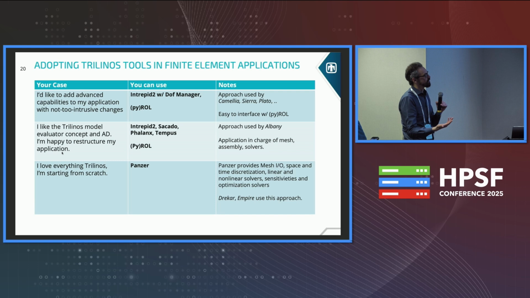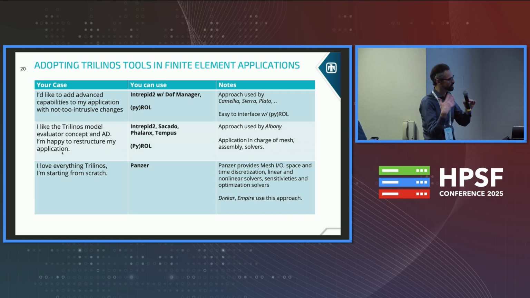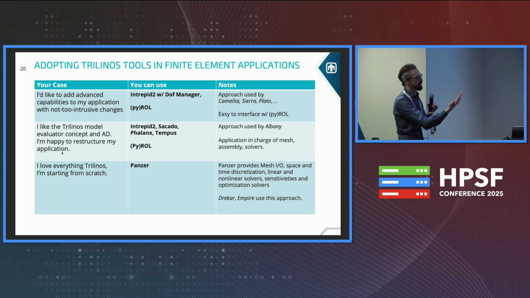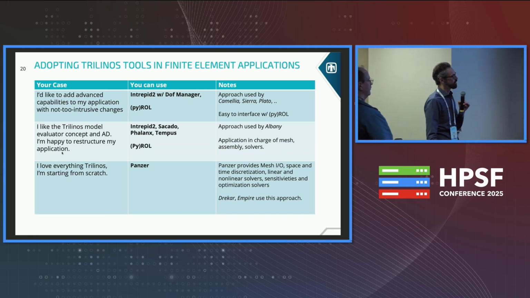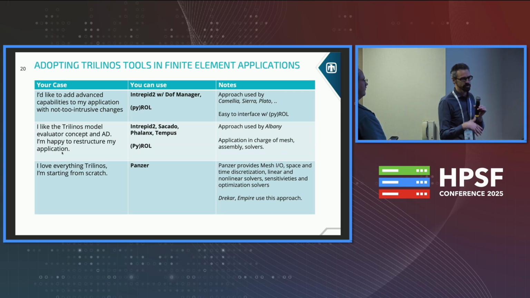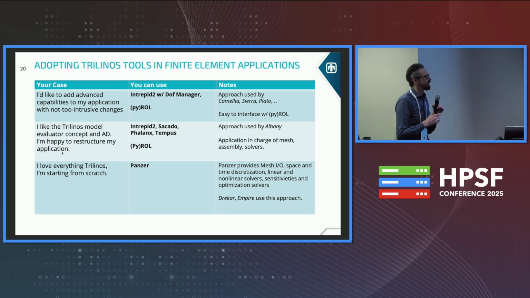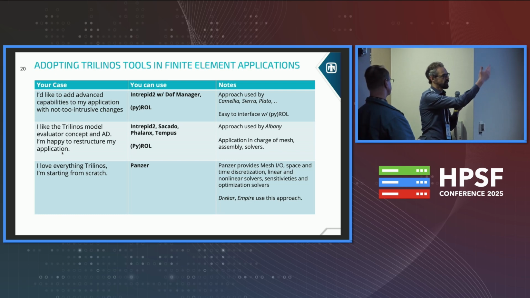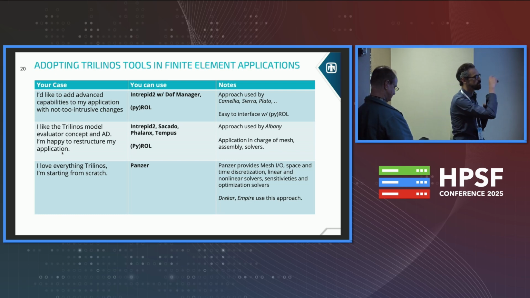Then there is a second case where you say, oh, I really like Trilinos. I like the model evaluator concept. In that case, you can add Sacado for automatic differentiation. You can add Phalanx for managing the dependencies between the fields and evaluators. And in this case, of course, it will require a little bit more restructuring of your application. And this is exactly the approach that I presented that Albany uses.